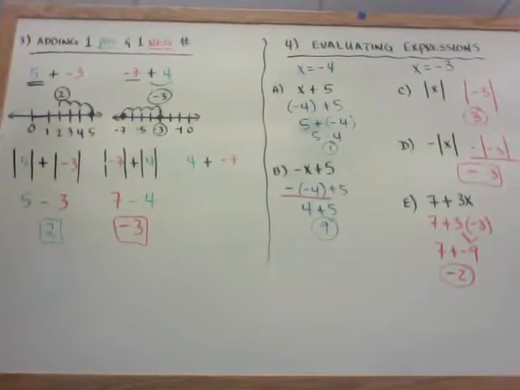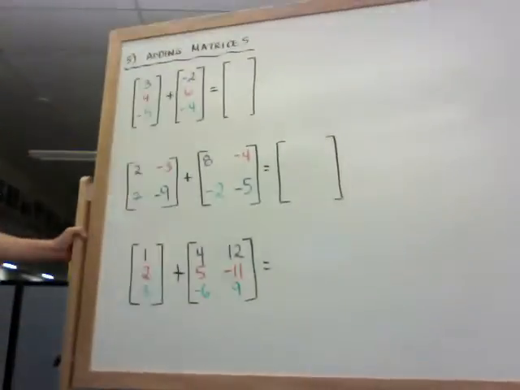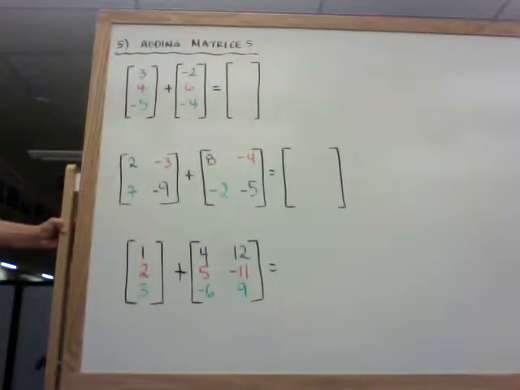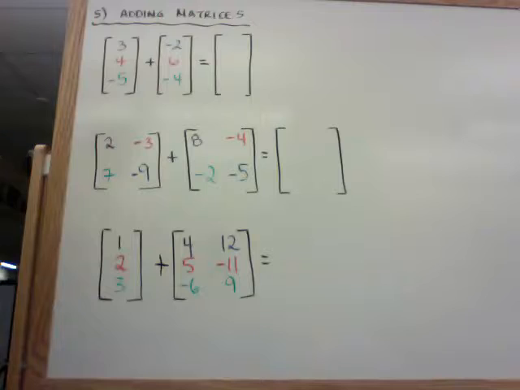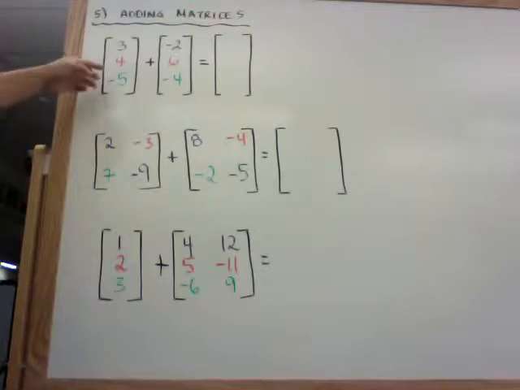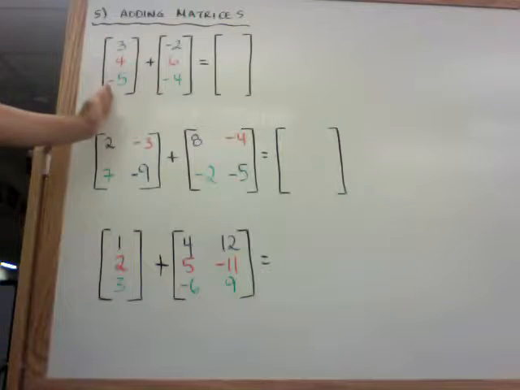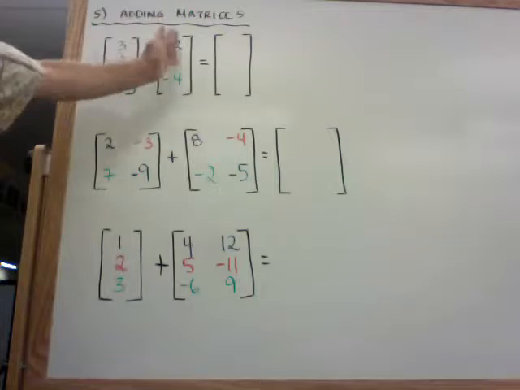The last one is going to be adding matrices. This is my high-tech way of doing things. So adding matrices. First thing is that the two matrices that you add have to be the same dimension. So in this case, I have 1 column and three rows. So 1 by 3, 1 by 3.